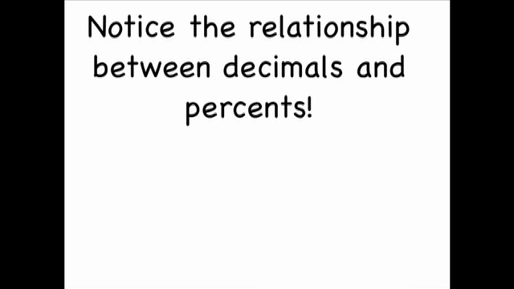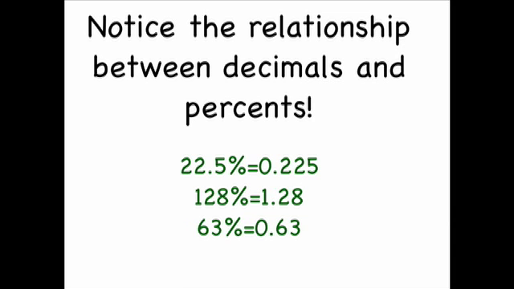Notice the relationship between decimals and percents. 22.5% numerically is 0.225. The decimal moved 2 spaces to the left when you convert it from percent to its numerical value. 128% is 1.28. The decimal moved 2 spaces to the left. 63% is 0.63. The decimal moved 2 spaces to the left.